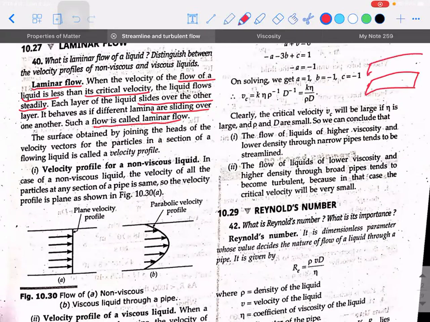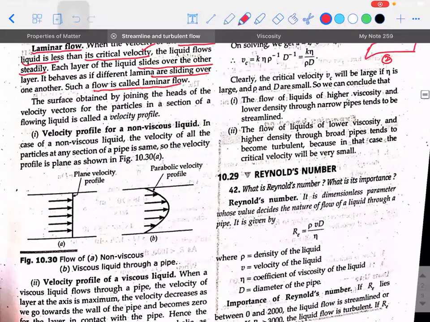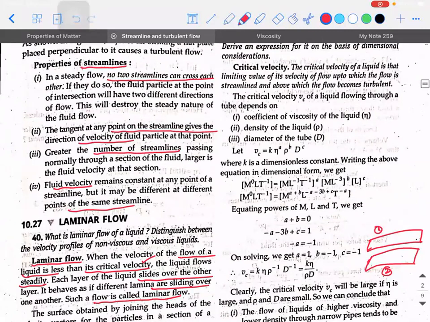So if the velocity of the liquid is less than the critical velocity, let's see what critical velocity is later, then the liquid starts flowing steadily, in the sense it will appear as if one layer is exactly sliding over the other. That kind of flow is what is called laminar flow. Guys, am I clear till this point? Yes, sir. Okay.